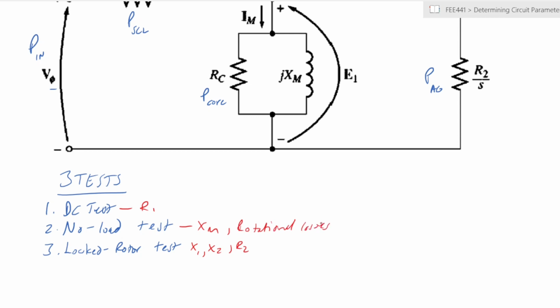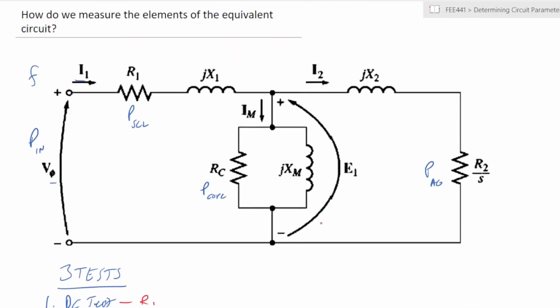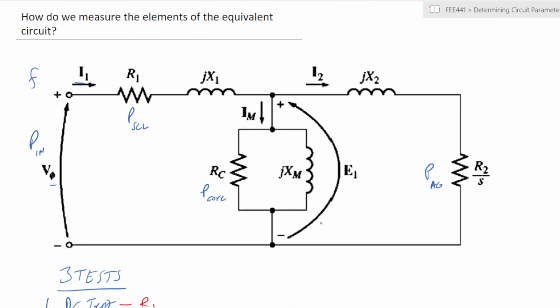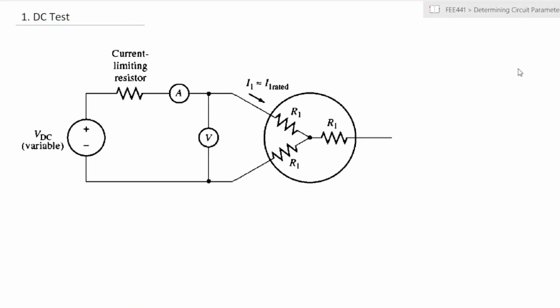Right? So let's get straight into it. The first test that we will check on is the DC test. So let's start with the DC test. In order for you to carry out the DC test, you would use the configuration that is indicated there. You apply a variable DC voltage with a frequency of 0. It does not change its voltage value with time.